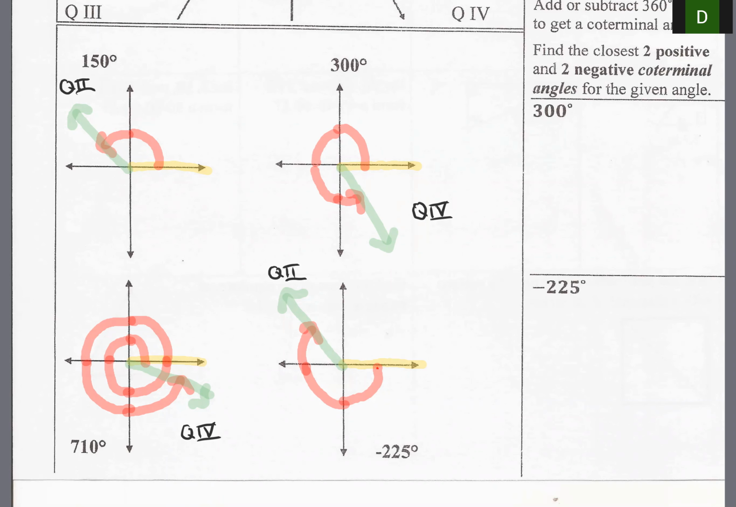Okay. So let's look at 300 degrees. We want to find coterminal angles with 300. Coterminal just means it's the same terminal side. So if you want to get an angle that's coterminal, you can either add or subtract any multiple of 360. Equals 660.